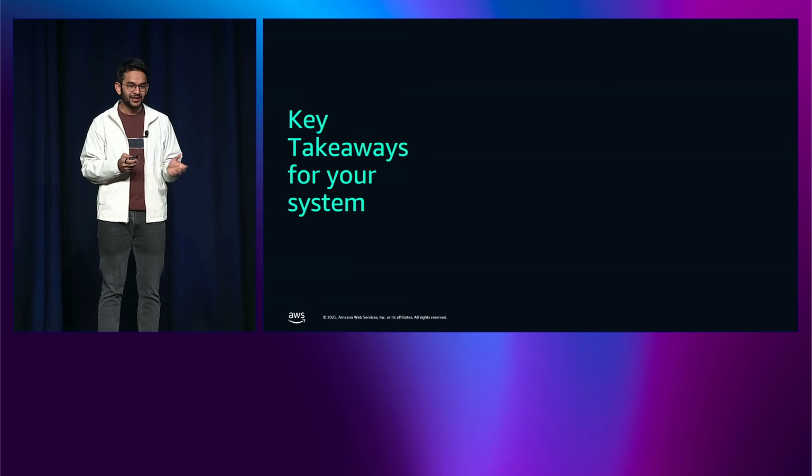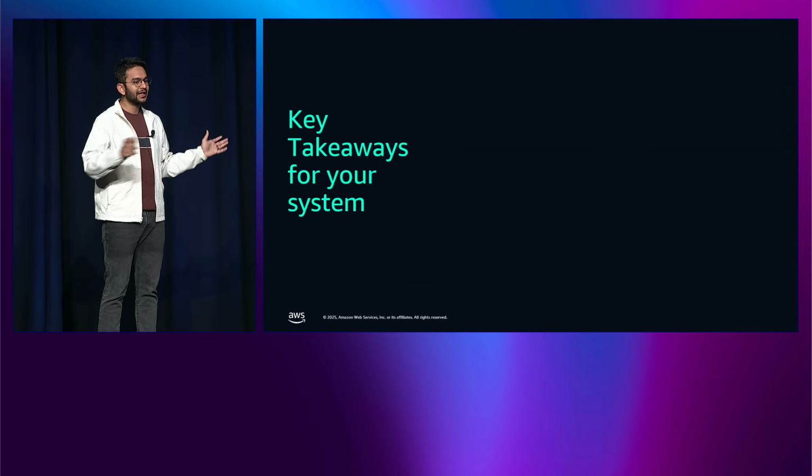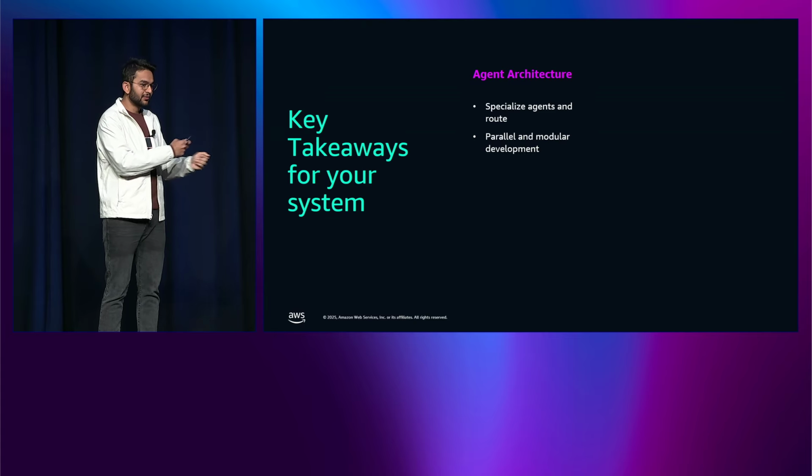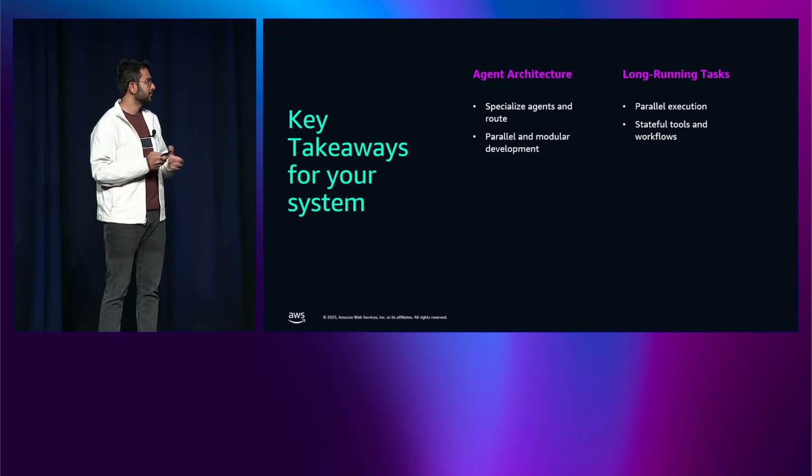That was a deep dive into science and research. And I have some key takeaways for you, which you can apply to any agentic system that you have. The first thing we talked about was agent architecture. It's important to specialize here. It's not just to make your system better, but it's also helpful to develop and deploy in parallel. For long-running tasks, it's important to execute in parallel and to use stateful tools and workflows.